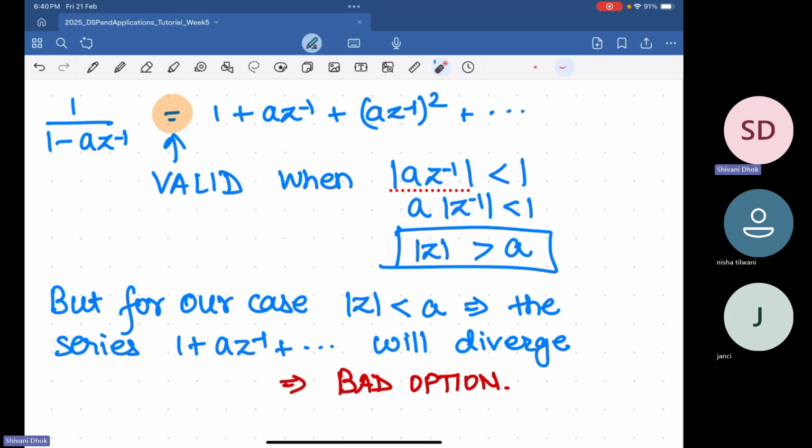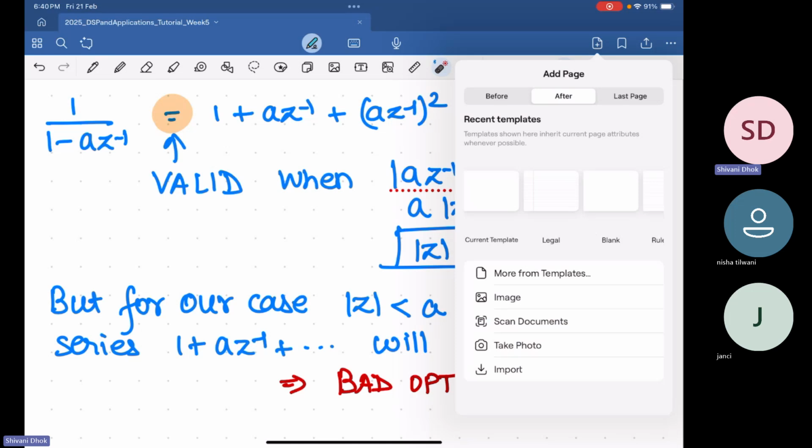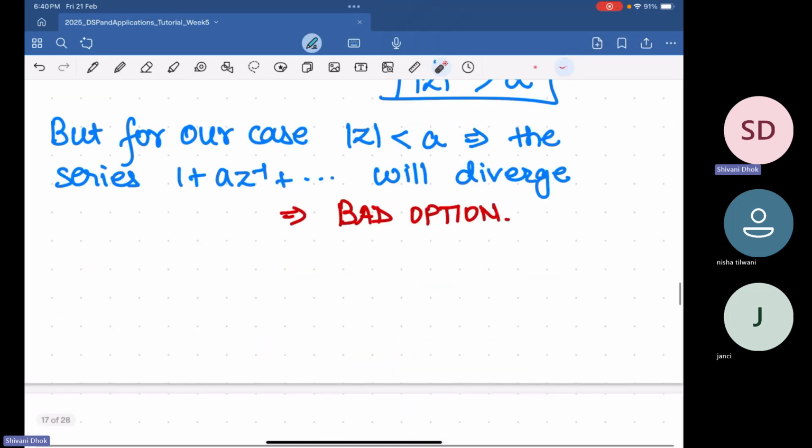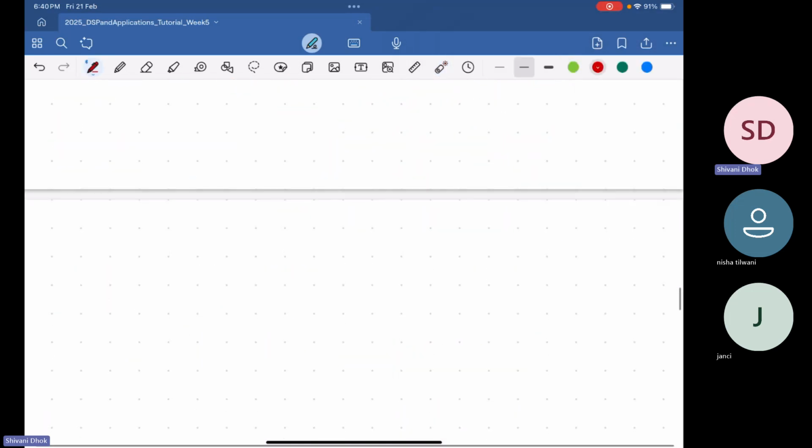Now this is not working, we understood. Now let us try to massage this signal and bring it to some another way, or try to represent it in some another way. So what we will do is, let's say that this is x of z, which is 1 upon 1 minus A Z inverse, and let's multiply and divide it by Z by A.